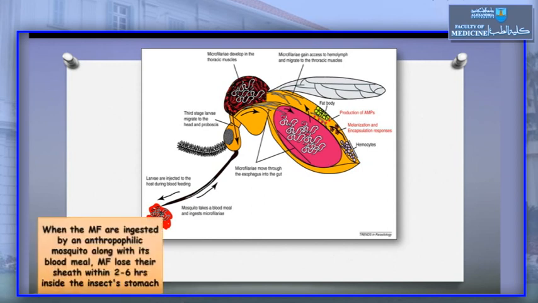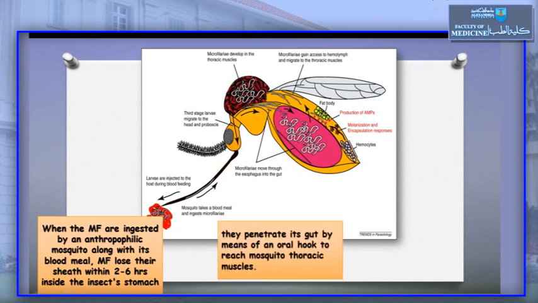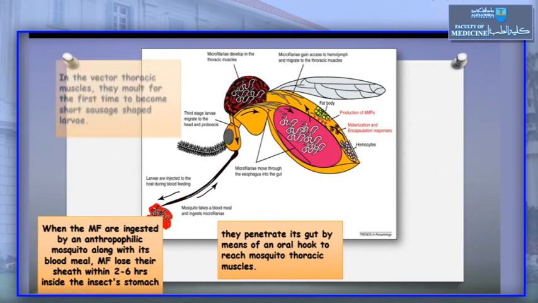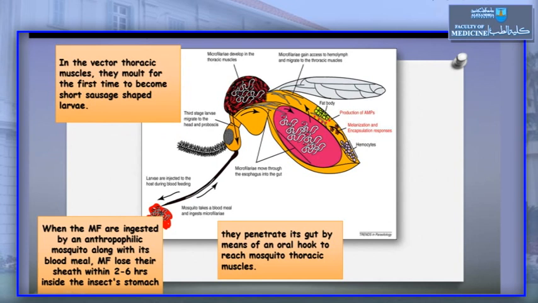Inside the vector, the microfilariae are ingested by the anthropophilic mosquito, and by the word anthropophilic we mean mosquitoes that prefer to bite humans. They are taken with the blood meal, where microfilariae lose their sheath within 2 to 6 hours inside the stomach of the insect. Following that, they penetrate the gut wall by their oral hooks to reach the mosquito's thoracic muscles. In the thoracic muscles, they molt for the first time to become short sausage-shaped larvae.